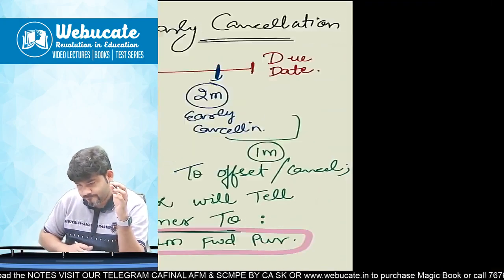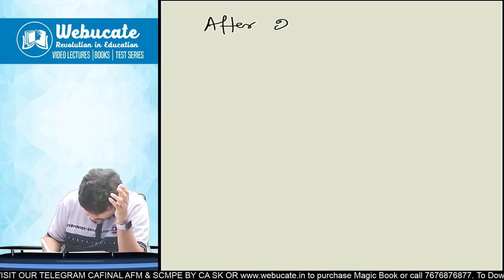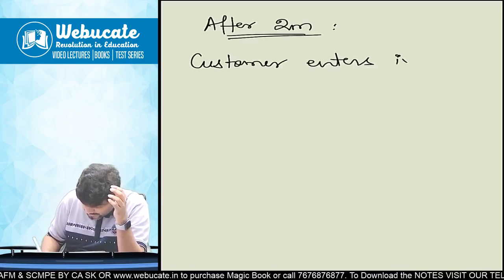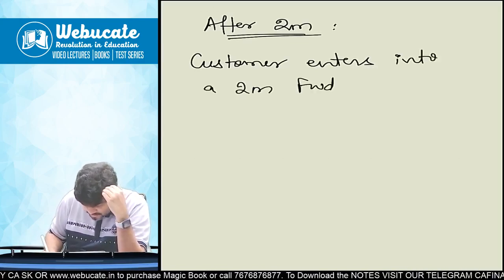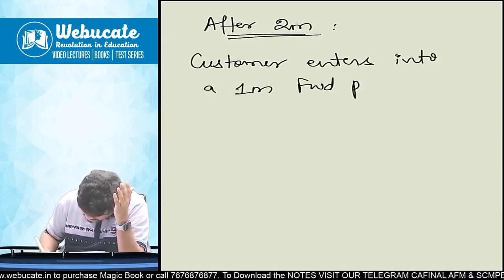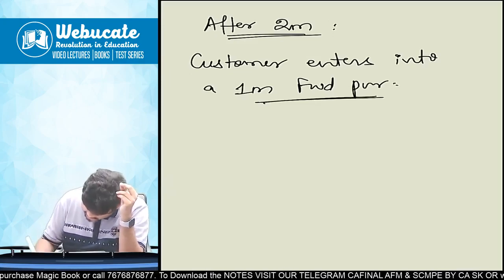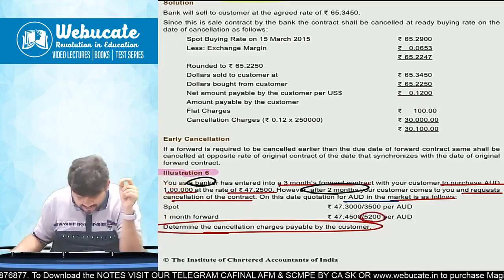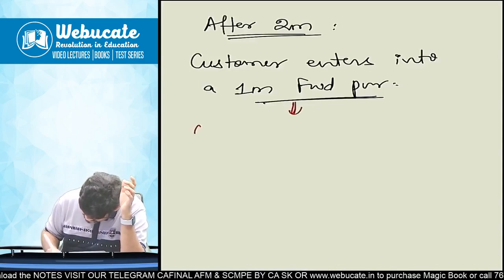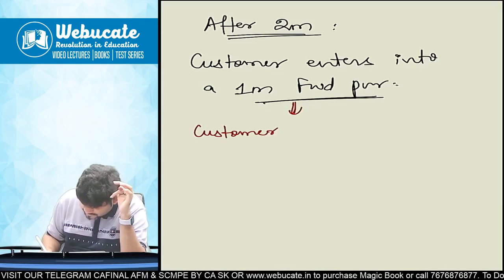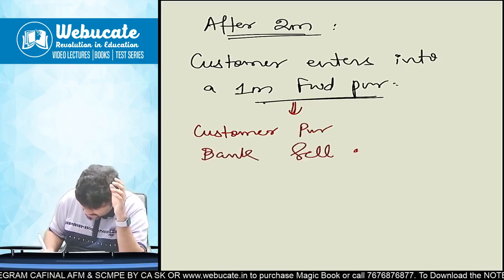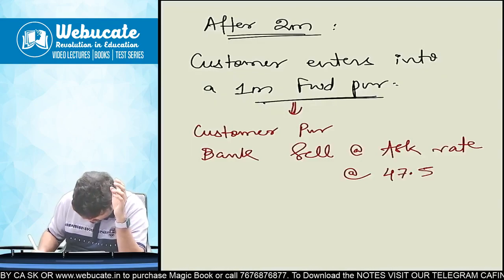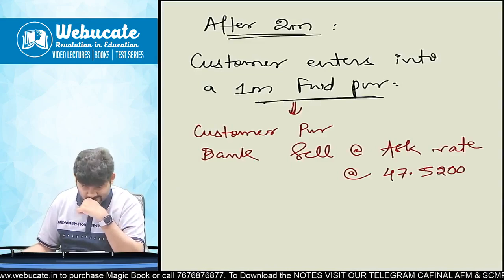Done. So, let's close the deal. After 2 months, what will happen? Customer enters into a 1 month forward purchase. So, how much is it? How much is the 1 month forward purchase? You want to purchase, bank will sell at 47.5200. Customer purchase, bank sell at ask rate at 47.5200. Done.